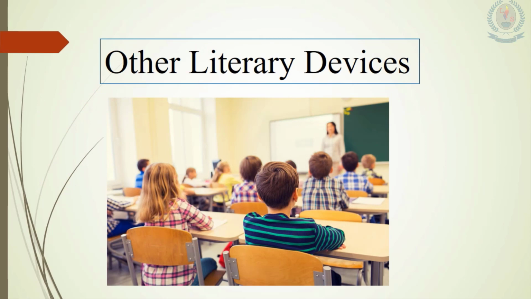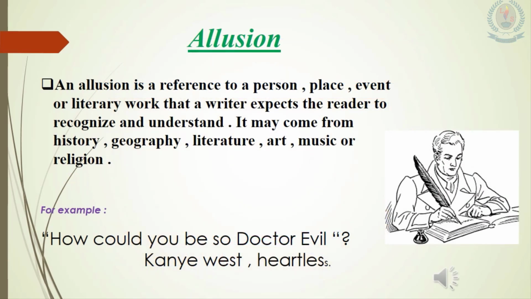Other literary devices. Allusion. An allusion is a reference to a person, place, event or literary work that a writer expects the reader to recognize and understand. It may come from history, geography, literature, art, music or religion.